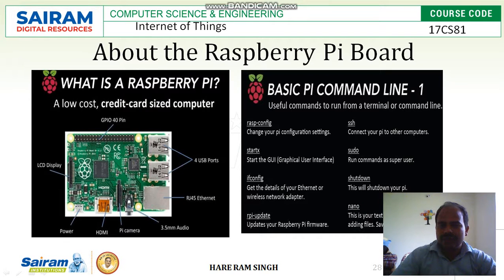Then sudo command, it runs commands as a super user. Using the sudo, the user can act like a super user. Then shutdown command. This command will shut down our Raspberry Pi. Nano command. This is a text editor for changing or adding files, save file, edit file, or create file.